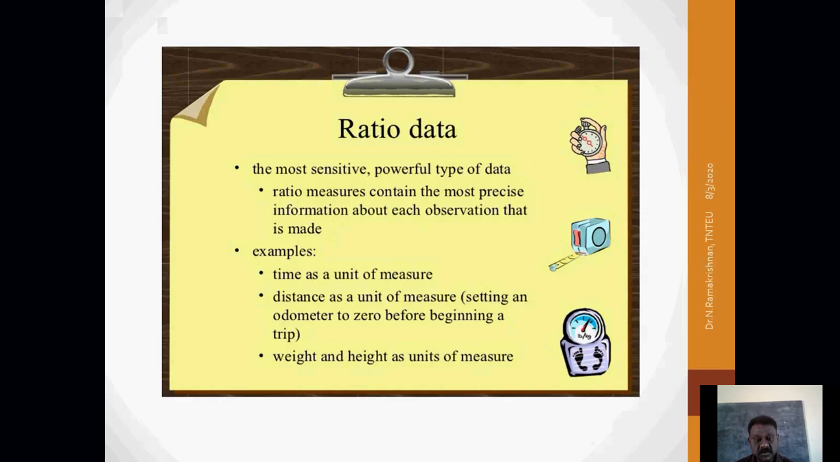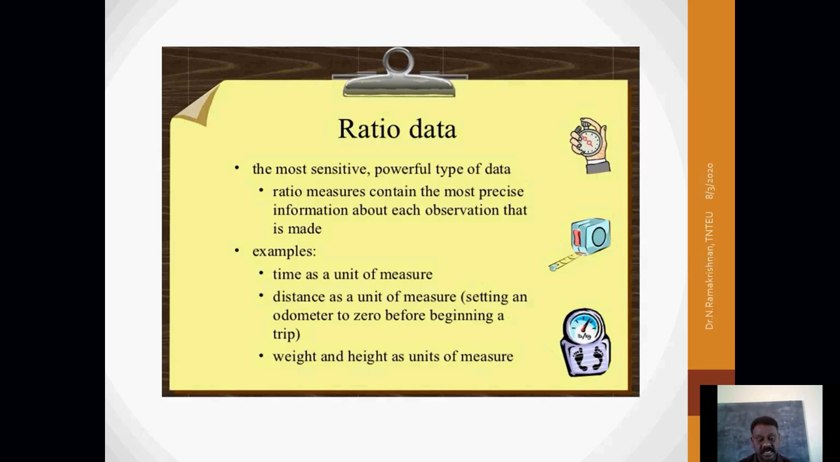The ratio data is the most sensitive, powerful type of data. Ratio measures contain the most precise information about each observation that is made. Let us see the examples. Time as a unit of measure. You can measure the unit time. What is the time now? Distance as a unit of measure. Setting an odometer to 0 before beginning a trip. So in a car, you set the odometer to 0 before starting your trip. After reaching the particular place, you can calculate how many kilometers you have crossed, and you can also check your mileage.